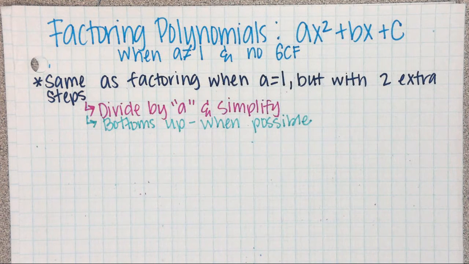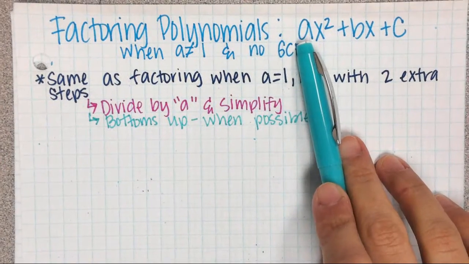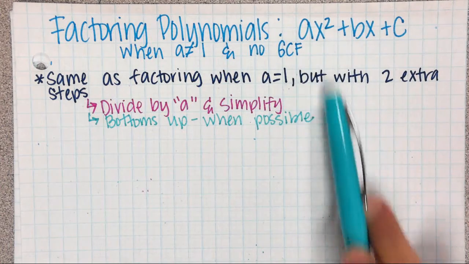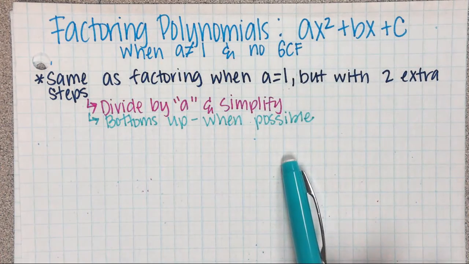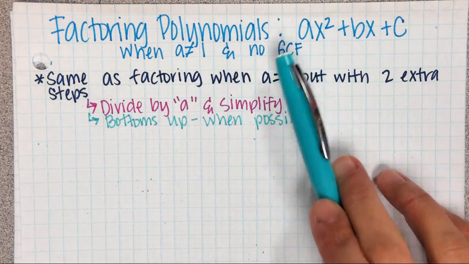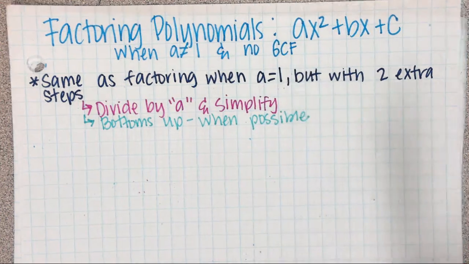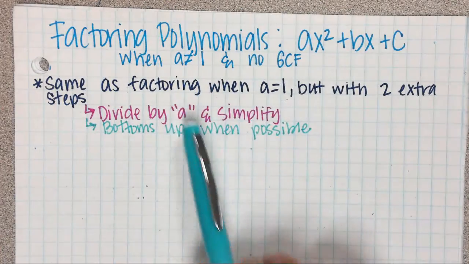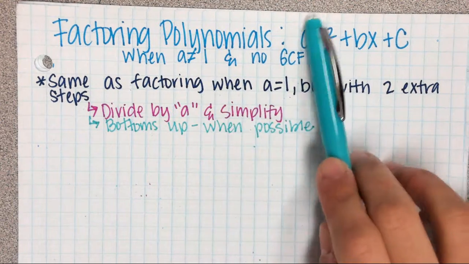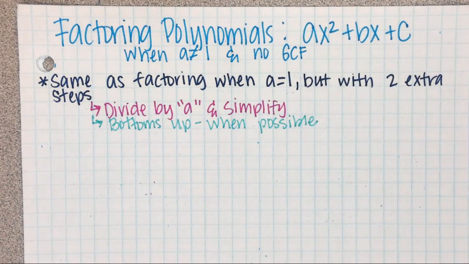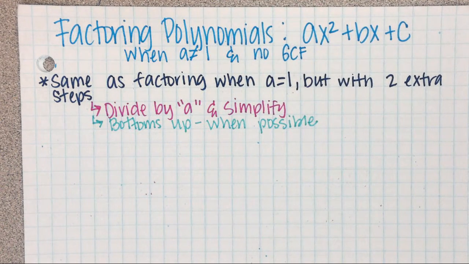All right, so before, if a was some number other than 1, we found the greatest common factor, and then we took that greatest common factor and factored it out. So that would be outside my parentheses. Since there is no GCF, there's not going to be a number outside my parentheses. Instead, we take that a and divide by that number. So let's move on to examples.